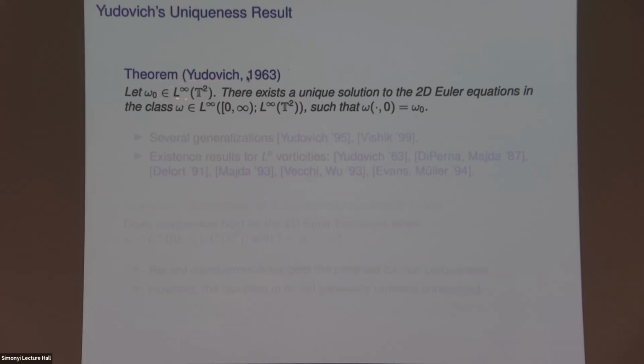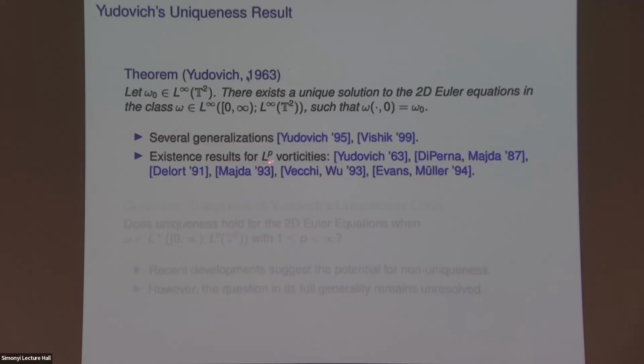And it simply says that if we consider a velocity field u_0 with bounded vorticity, then we can construct a unique solution in the class L infinity in space and time, with of course the correct initial conditions. So the problem is well posed, and we have a well-defined flow in the class of L infinity vorticities.